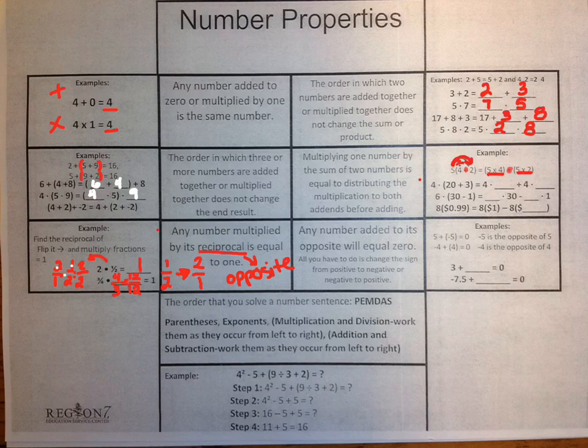So the bottom, 4 times (20 plus 3), that's the same thing as saying 4 times 20 plus 4 times 3. Because when you get into higher level math, you're going to start having variables there, not numbers. So you're not going to be able to say x plus y equals something multiplied by 4. So you have to distribute.